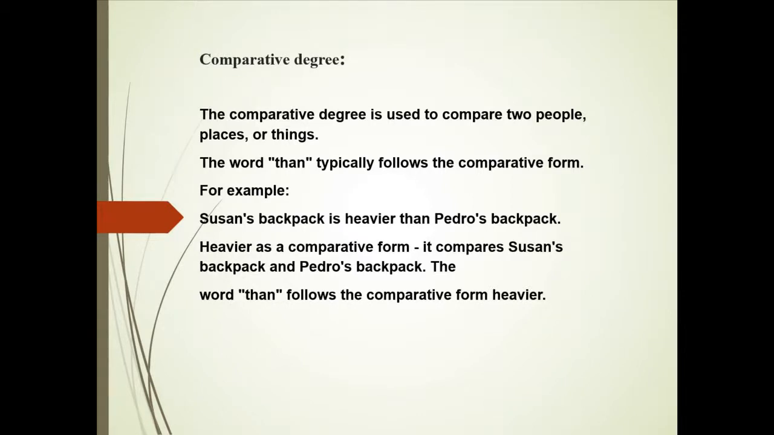If you see the comparative degree, compare means comparing between two things. So comparative degree is used to compare two people, places, or things. The word than typically follows the comparative format. For example, Suzanne's backpack is heavier than Pedro's backpack. In this sentence, the word heavier is the comparative format of heavy. It compares Suzanne's backpack and Pedro's backpack. The word than follows the comparative form, heavier.